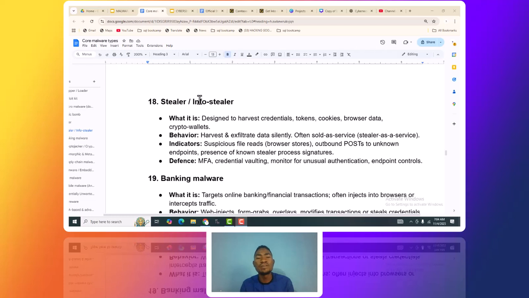And one of the things we need to do to defend ourselves against it is to use multi-factor authentication, credential vaulting, monitor for unusual authentication, or even endpoint control. These are some of the things that we need to do to safeguard ourselves against stealers.